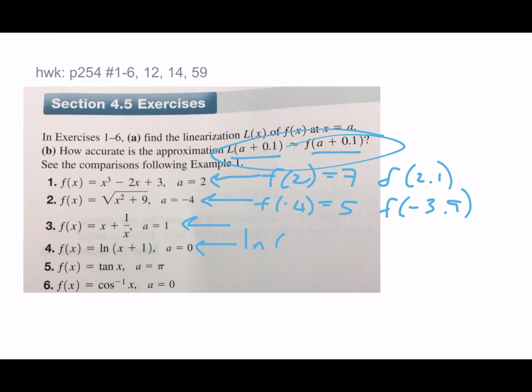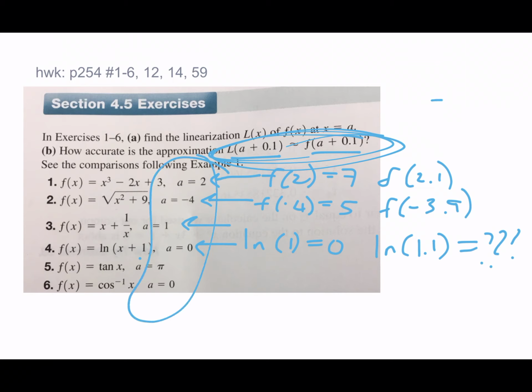Look at number 4, for example. Natural log of 1, right? If I plug in 0, I get natural log of 1, which is 0. That's easy. But if I plug in a plus 0.1, I do natural log of 1.1. I have no clue what that is. It's a number a little bit bigger than 0, but how much bigger? I have no idea. So you're finding the equation of the tangent line at these a values, and then the place that you're going to plug in is these a values plus 0.1. So 2.1, -3.9, 1.1, 0.1, pi plus 0.1, which is like 3.2415, but you just do pi plus 0.1. And then this one would be 0.1 again.